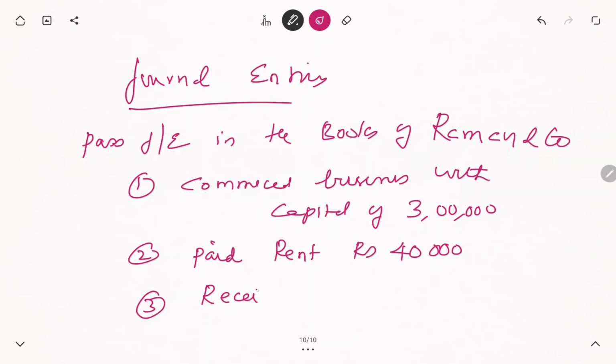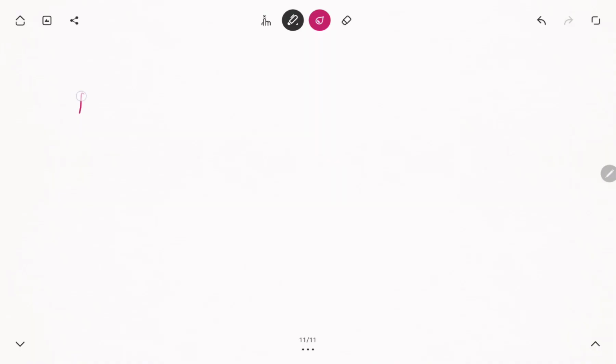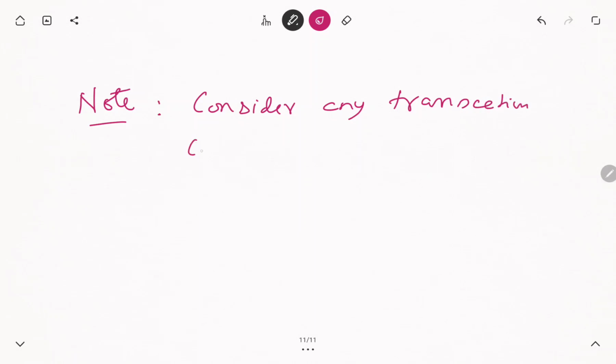Received commission rupees 10,000. So these 3 journal entries I have to pass. These are all called as transactions. Note: consider any transaction contains only 2 accounts.